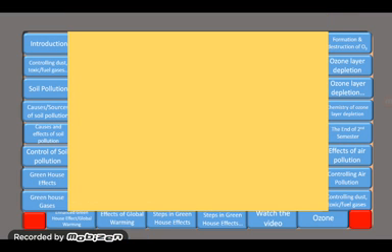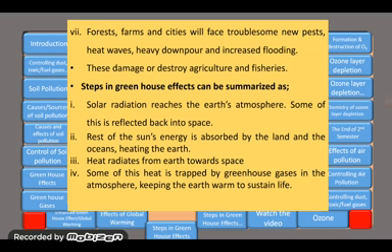Then forests, farms, and cities will face troublesome new pests, as new pests will develop due to adjustment of the present pests to the sudden change in environment, and this will make them grow more resistant to the existing pesticides. Then there will be heat waves, heavy downpour, and increased flooding. All these damage and destroy agriculture and fisheries.